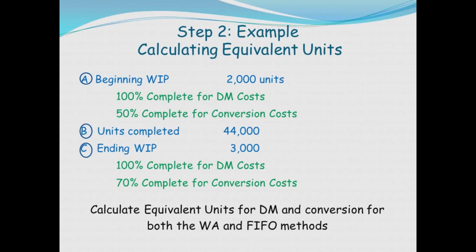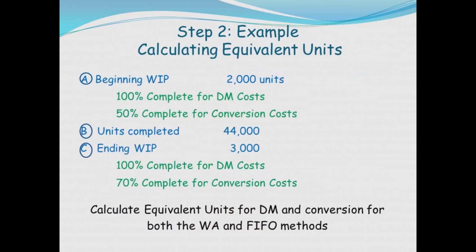Notice we don't care too much about started units in these calculations. You need the started units sometimes to calculate completed units, etc. And at the end, you have 3,000 units still incomplete. And those 3,000 units are 100% completed for direct materials. In this case, all the direct materials are added right up front. And they're 70% complete for their conversion costs, meaning you're a good way through those 3,000 units. I'd like you to calculate your equivalent units for direct materials and conversion costs for weighted average and FIFO. So there'll be 4 answers, 4 numbers. And I'll even give you the formulas.